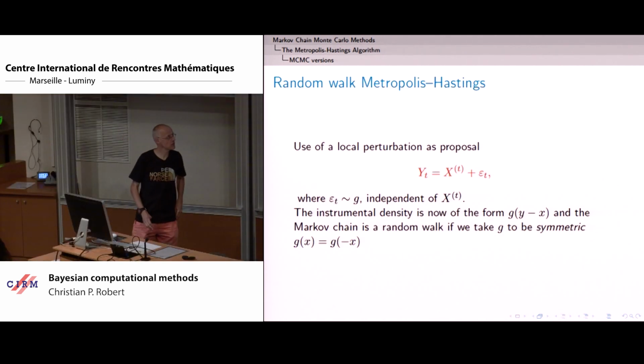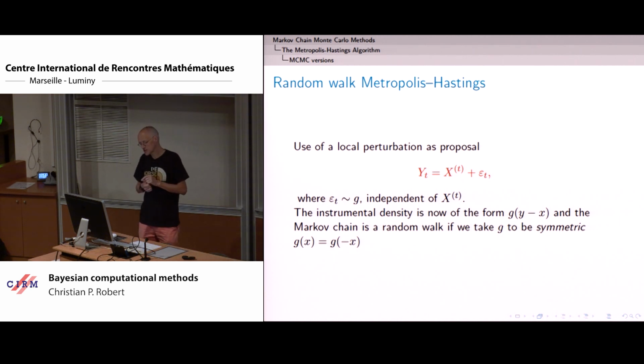But of course, that's not a very common choice for the proposal to make it independent, because you don't know enough about the target in most settings. And so the proposal is more likely to depend on the current value, and the generic choice for the proposal is a random walk, where you take the current value and you perturb it a little bit, so you add an epsilon t to xt, and you look at this new value to see if it's still near interesting values for the target f. And so now G denotes the density of the noise epsilon t.